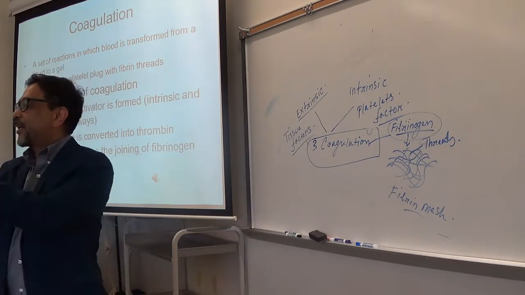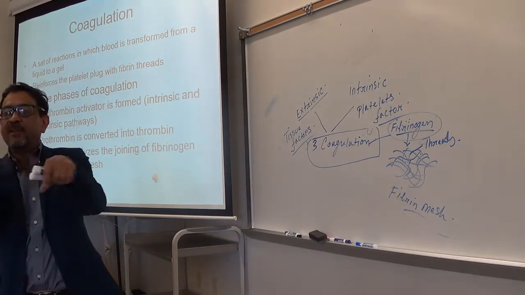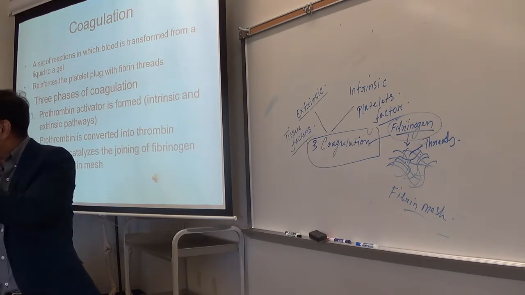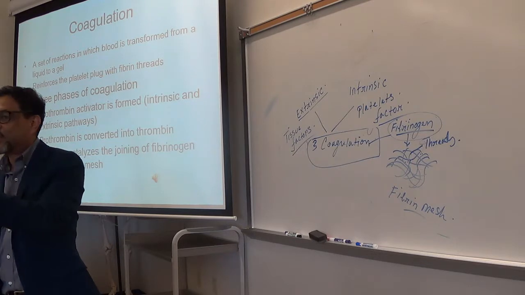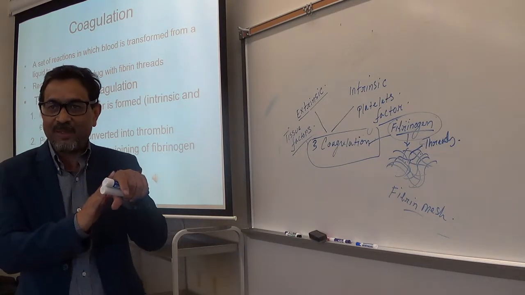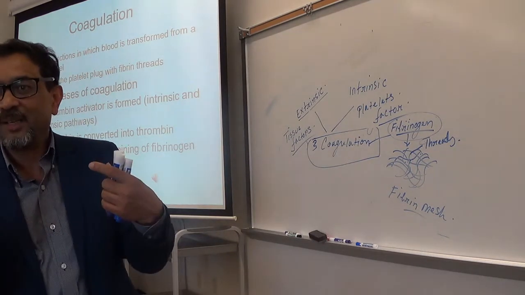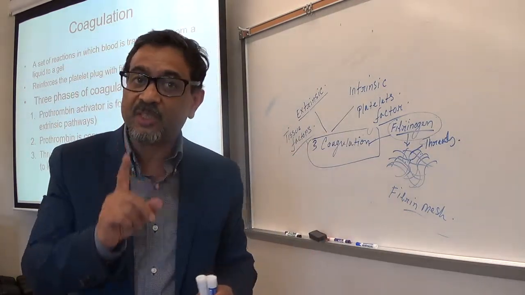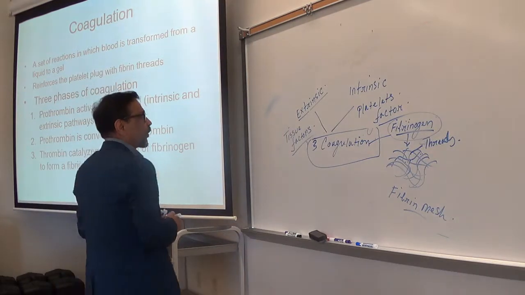Now if you get a cut due to outside injury, that will release the tissue chemicals, right? Tissue factors. So that is the extrinsic pathway. When we get a cut, the tissue releases chemicals. So that is extrinsic. Make sense? So those are two pathways.